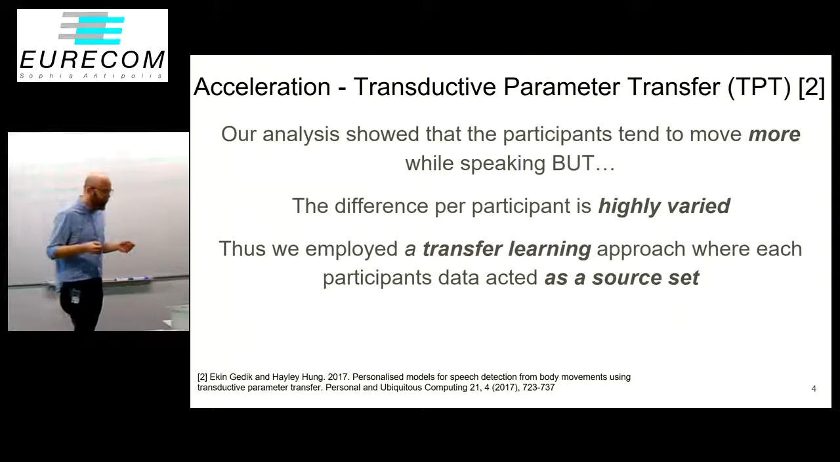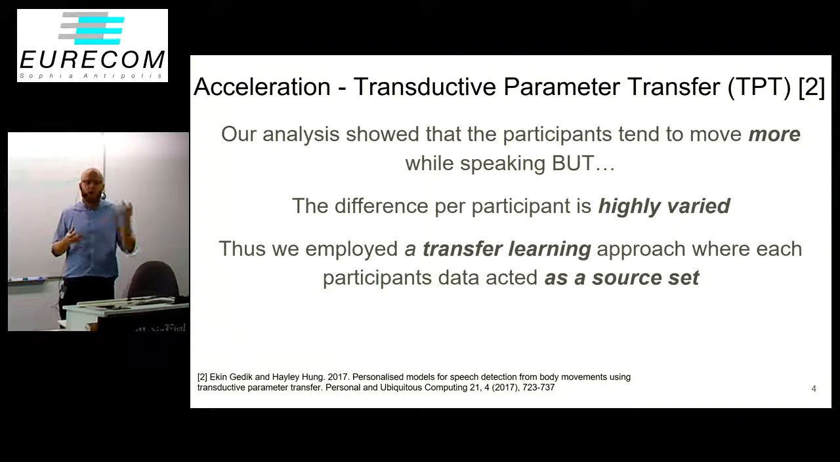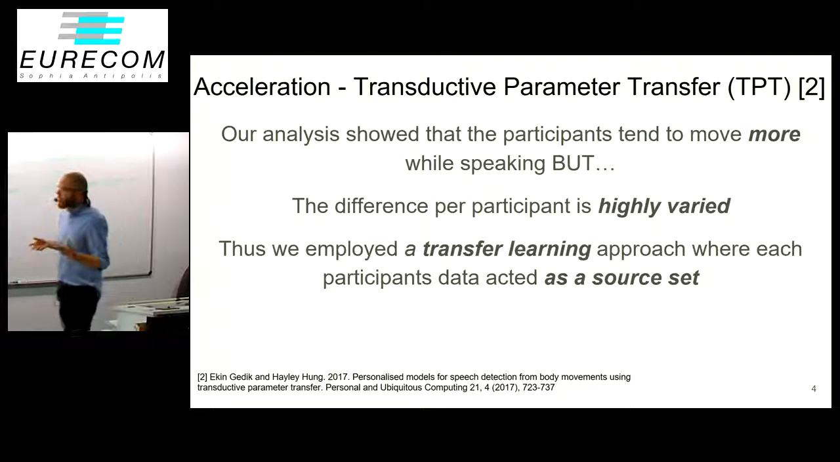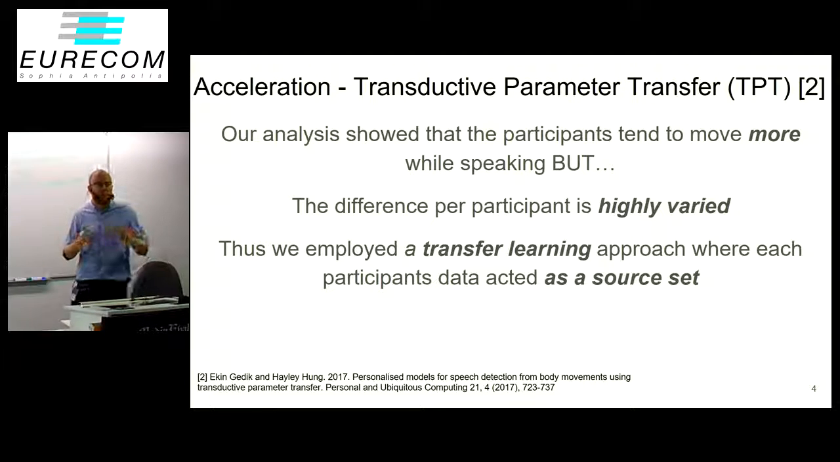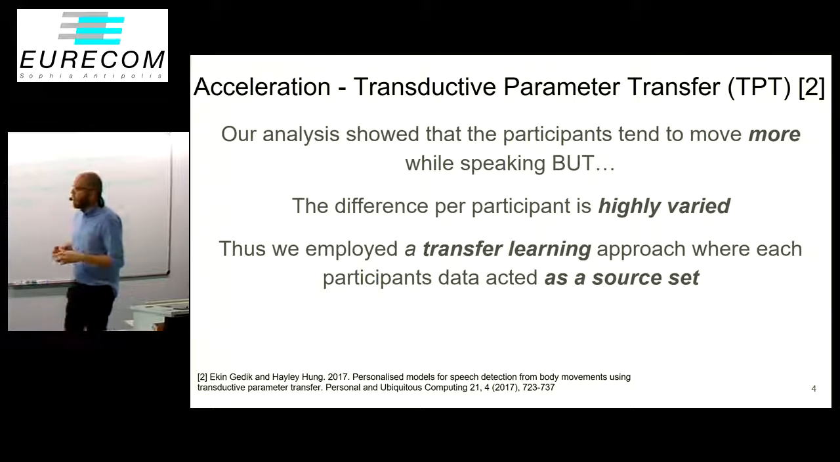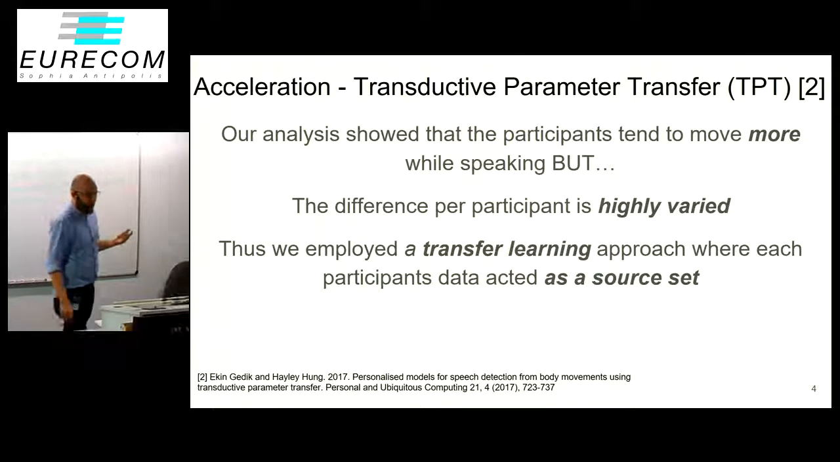We used the variance of acceleration magnitude and tried to see if this cue for movement is different for people while they're speaking and while they're listening or not speaking. And we found out that, yes, this is definitely different, but this difference varies a lot per participant. For some participants, it was really easy to distinguish between those two things, but for some participants, it was unbelievably hard to do.